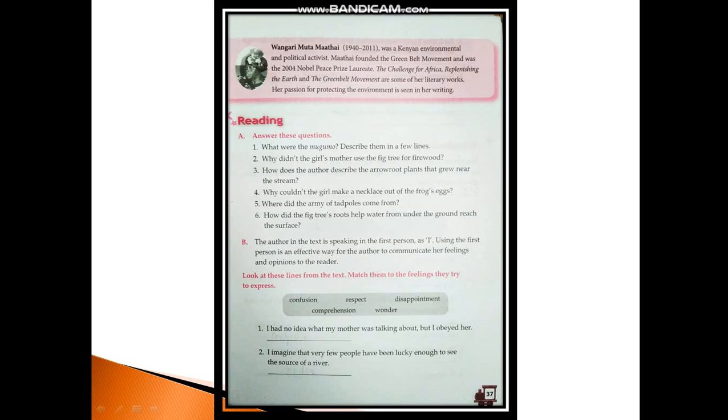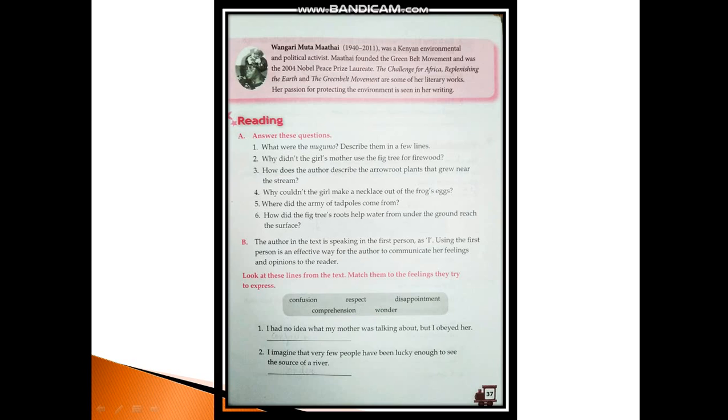The last question is, how did the fig tree's roots help water from under the ground reach the surface? So the answer would be, the fig tree's roots sank deep into the underground reserves of water. The roots sank deep into the ground, breaking through the rocks beneath the surface soil. The roots extended until they touched the underground water table. The water traveled up along the roots until it hit a weak place in the ground and gushed out as a spring.